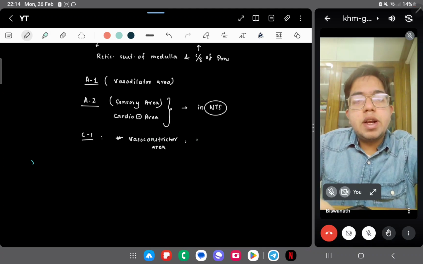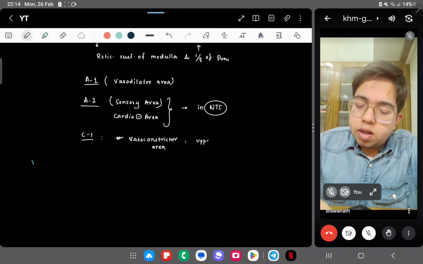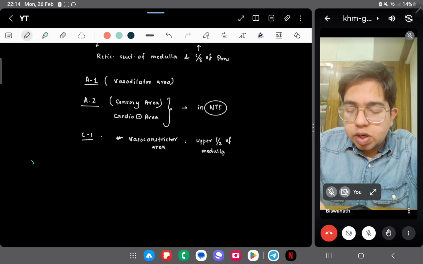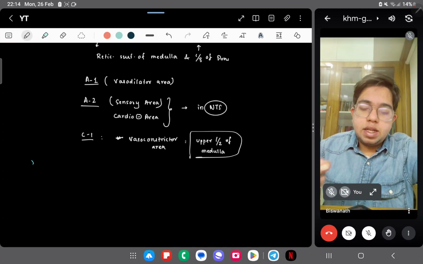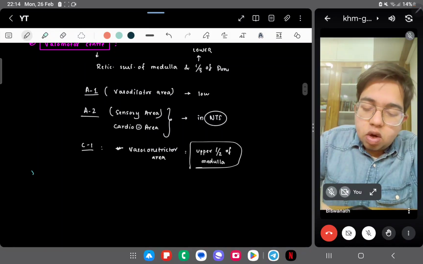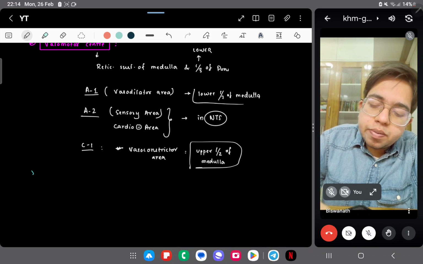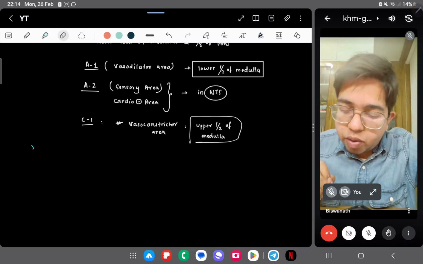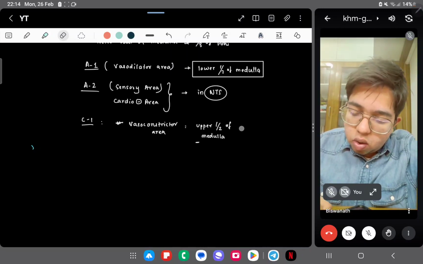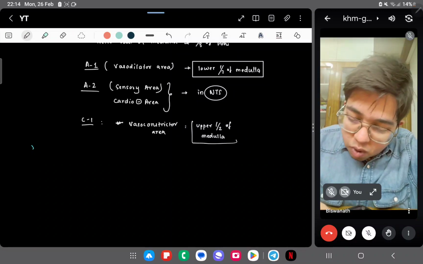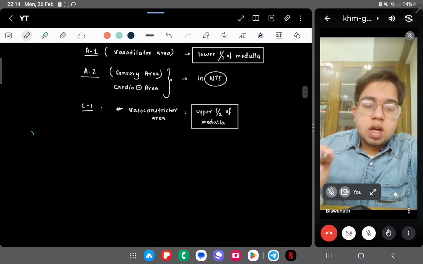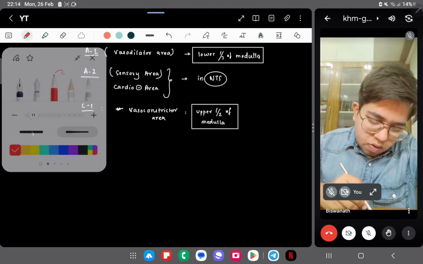Where should it be located? It should be located in the upper half of the medulla. Okay, located in the upper half of medulla, and this vasodilator area is present in the lower half of medulla. This one is in the upper half of medulla, and this one is in the lower half of medulla oblongata, and this one is in NTS.